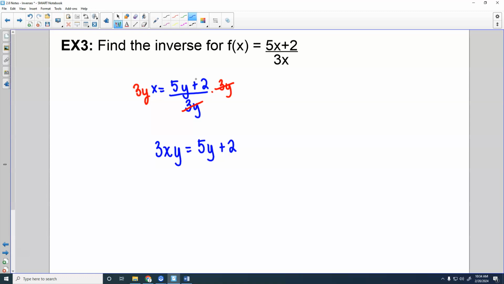Now, if I had 3y equals 5y plus 2, you guys would know how to do this, right? We could just subtract the 5y and get those together. But we got 3xy equals 5y plus 2, which is going to make this more difficult. So, here is the strategy that you need to use for this. You want to move everything that has a y to the same side. So, we're going to do 3xy minus 5y equals 2.